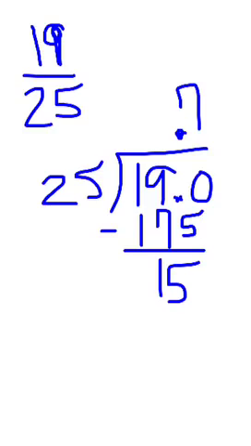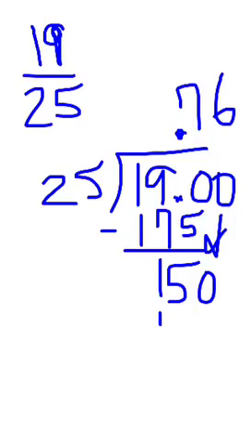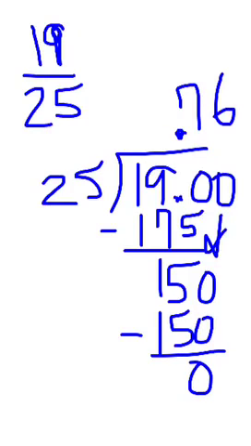Add another 0 and bring it down. Ask yourself, how much could 25 go into 150? Correct, that will go 6 times. And so our final answer is 0.76.